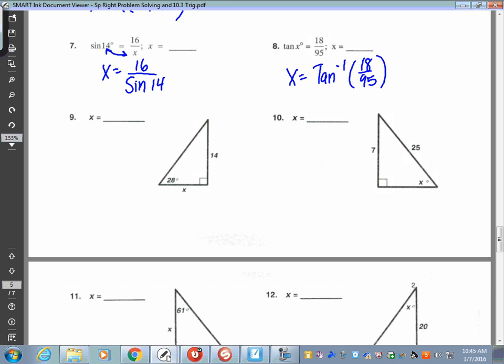Now, when we get to this section, you're going to have to circle the angle, come up with the trig ratio, and write the equation. So on number 9, we always start off with circling our angle. Then label: we have opposite, and we have adjacent. What trig function deals with opposite and adjacent? Tangent. So now we write tangent of 28 equals 14 over x. Then notice the variable's at the bottom. So what do we do? Yeah, switch it and divide.